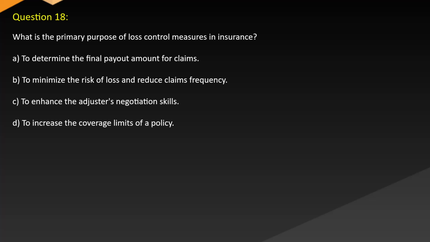Question 18. What is the primary purpose of loss control measures in insurance? A. To determine the final payout amount for claims. B. To minimize the risk of loss and reduce claims frequency. C. To enhance the adjuster's negotiation skills. D. To increase the coverage limits of a policy.